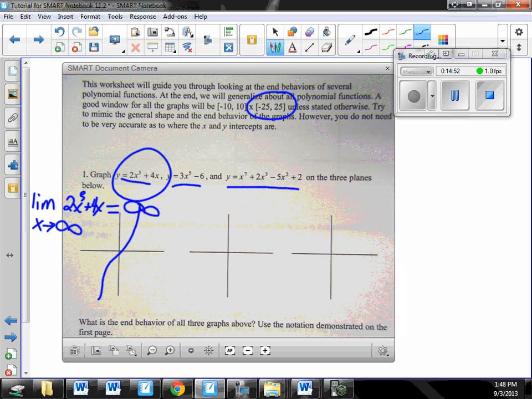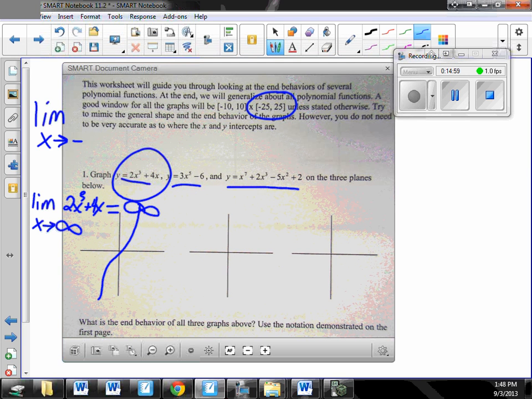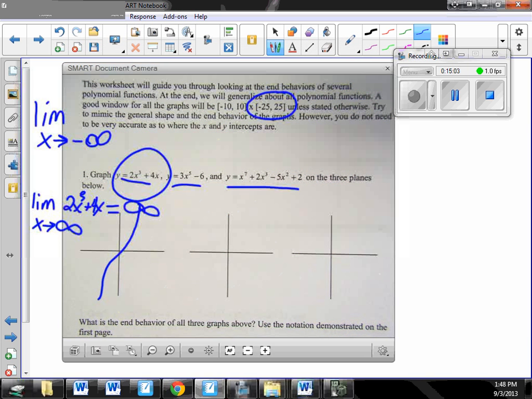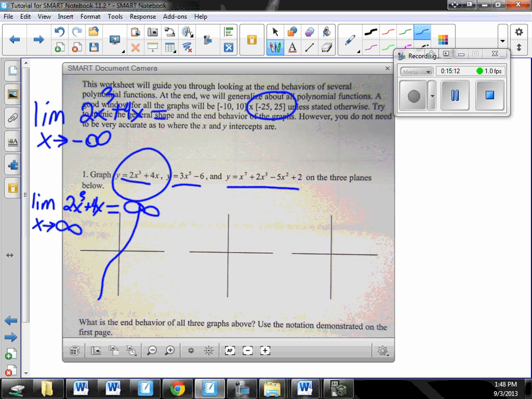Okay? So the next one, the limit as x approaches negative infinity, which is the left side, of 2x to the third plus 4x equals, up or down? Down, so it would be negative infinity. Okay, I want you to go ahead and do the other two graphs.